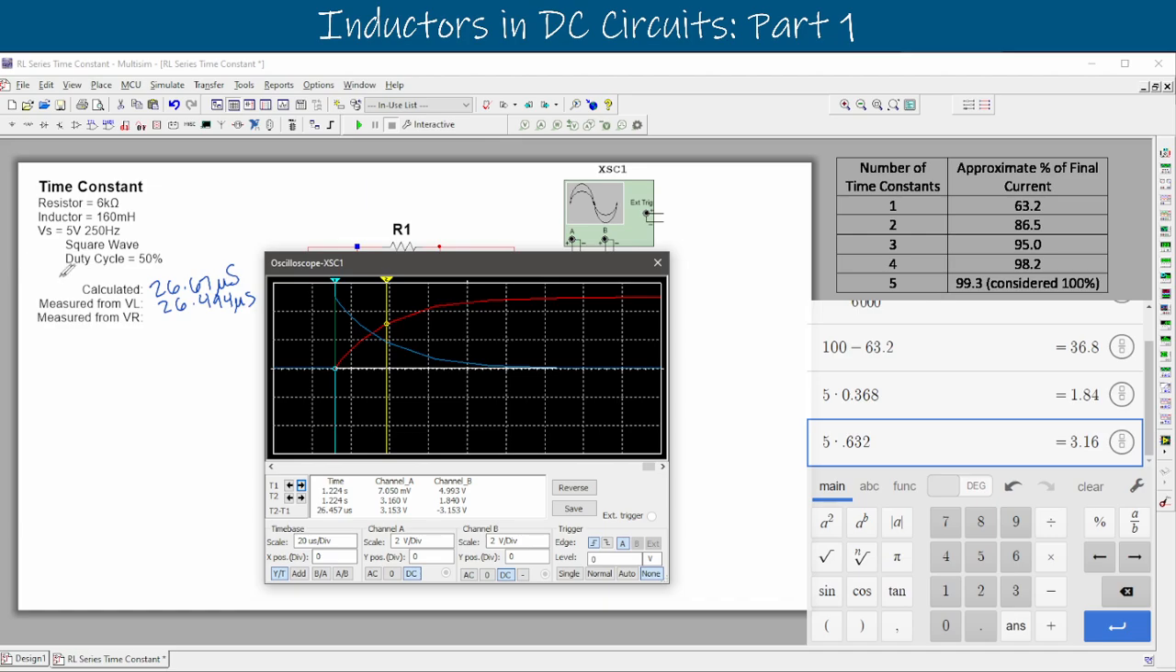We see that no matter what, whether we measure from the voltage side or from the inductor side, we still get that 26.457 microseconds, which is pretty darn close. It's really close to what we expect, give or take a little bit of tolerance maybe.